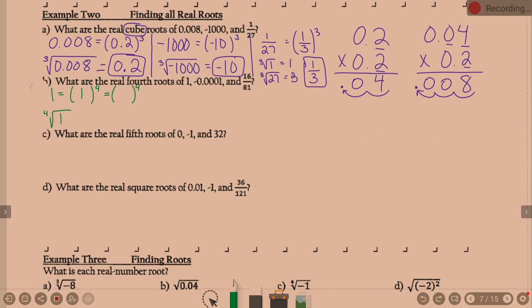of 0. I would encourage you to try and guess before you go to the calculator for this one. Fifth root of 0. What do you multiply by itself 5 times and still get 0? 0. Any root of 0 is always going to be 0. Okay, you guys are ahead of me, right?